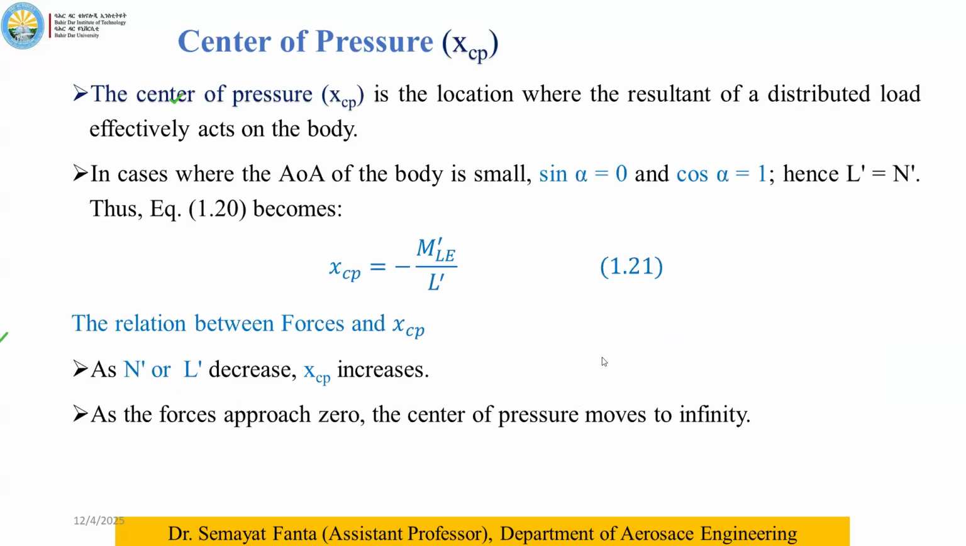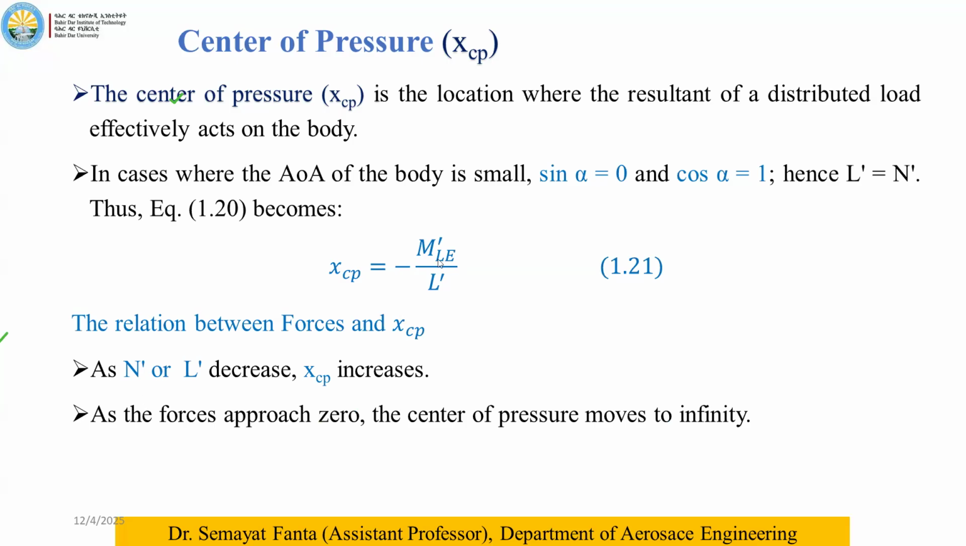If the angle of attack alpha is very small, then sine alpha is 0 and cos alpha is 1. Then the lift L is equal to the normal force, and the drag D is equal to the axial load. Therefore, XCP becomes the moment about the leading edge divided by the lift force. That is directly from the previous equation.